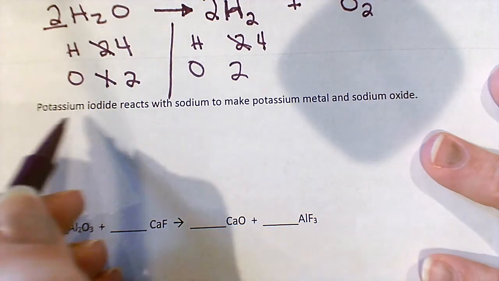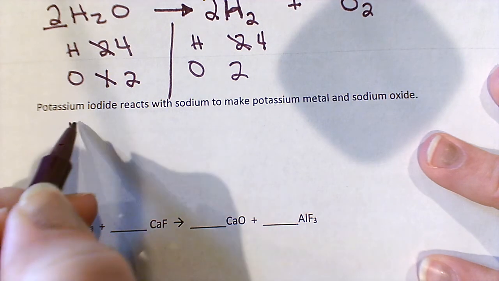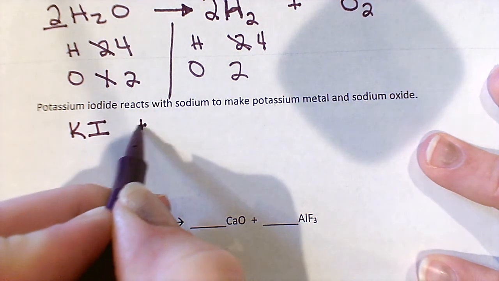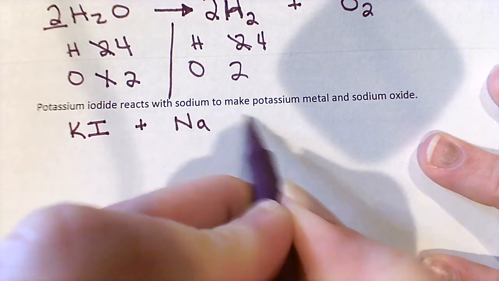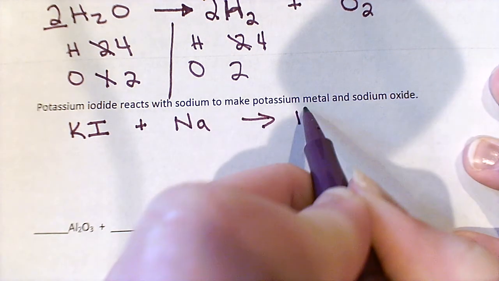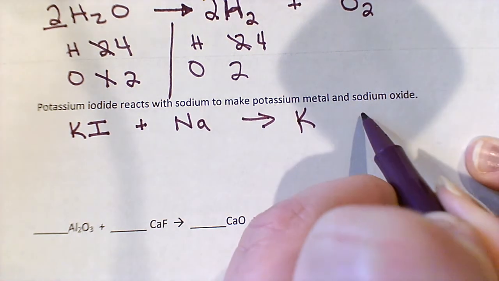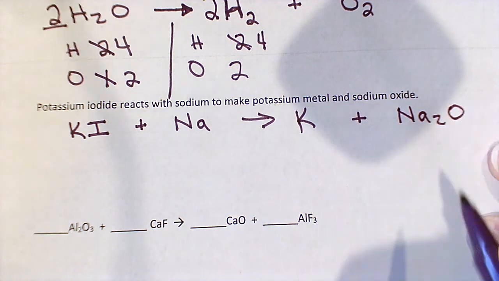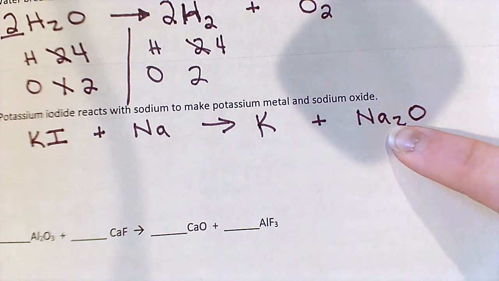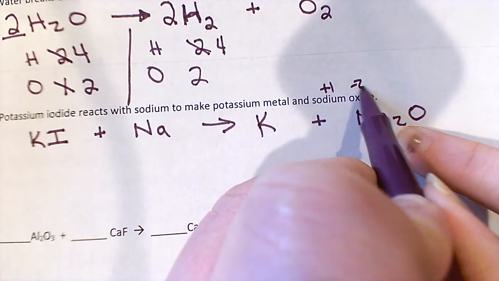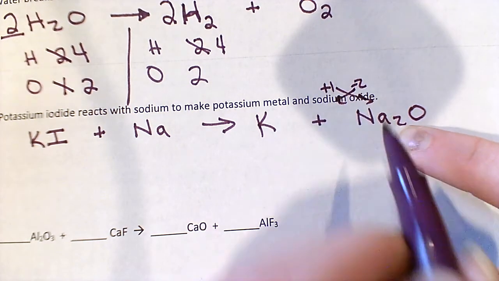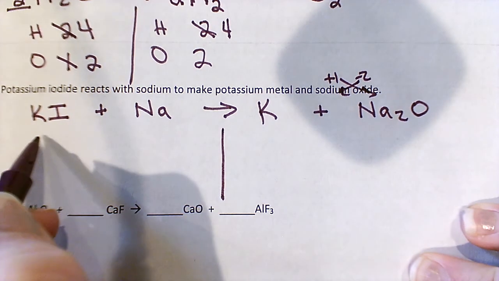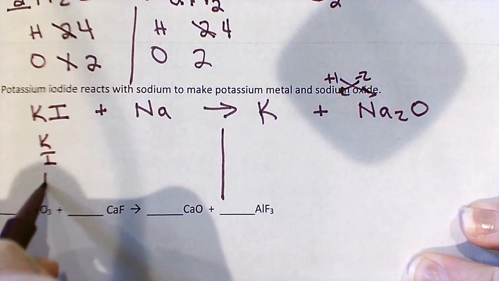Alright, here we go. We got another one. Potassium iodide, which would be KI, reacts with sodium to make potassium metal, so that'd be just plain potassium, plus sodium oxide. Okay, and there's 2 sodiums, because I know sodium's +1 and oxygen's -2, and then I crisscross, and that'd be sodium oxide. Alright, so I split my 2 sides. I have 3 elements to keep track of this time.